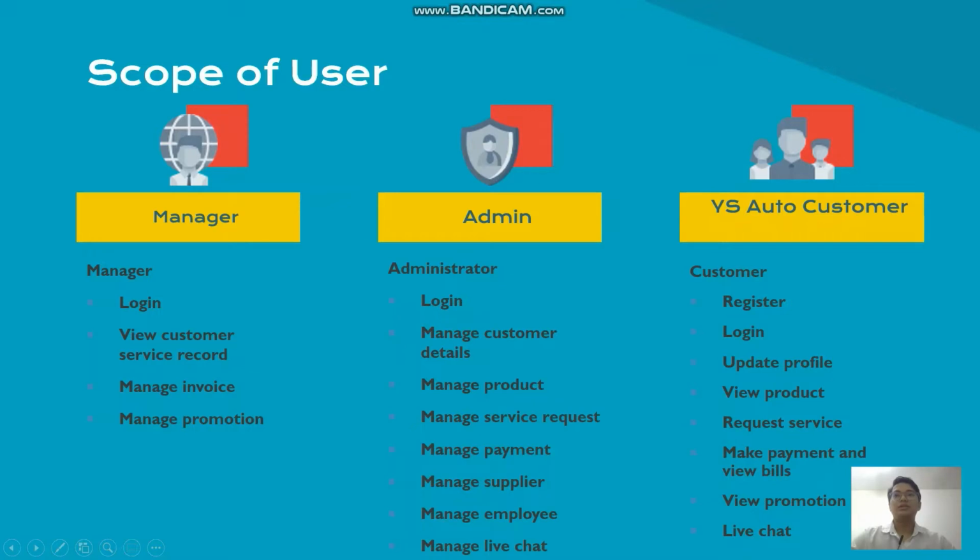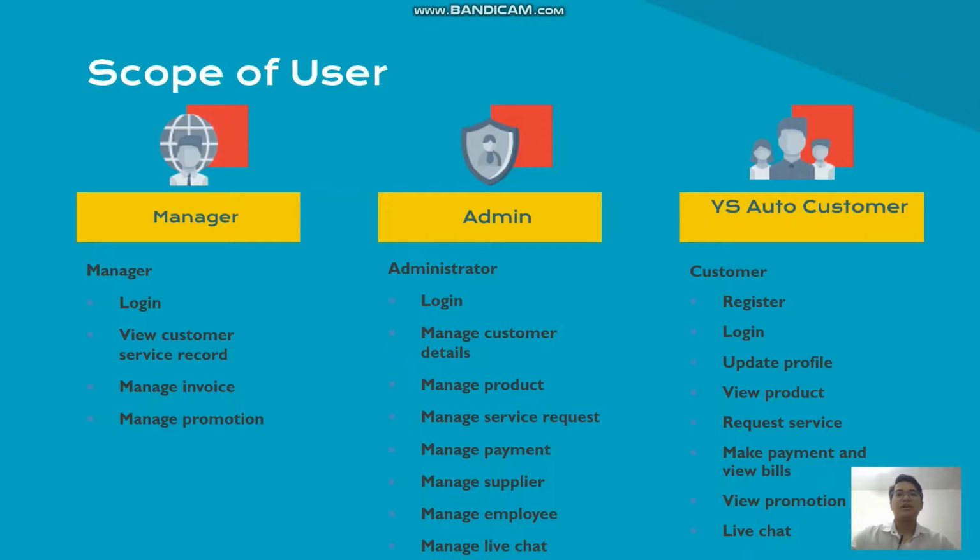So there are three scopes of user, which are manager, admin, and YS Auto customer. For the manager, they can log in to the website, and then they can view customer service records, manage invoices, and manage promotions only. And then for the admin, they can only log in to the website, and they can manage customer details, manage product, manage service request, manage payment, manage supplier, manage employee, and manage live chat.